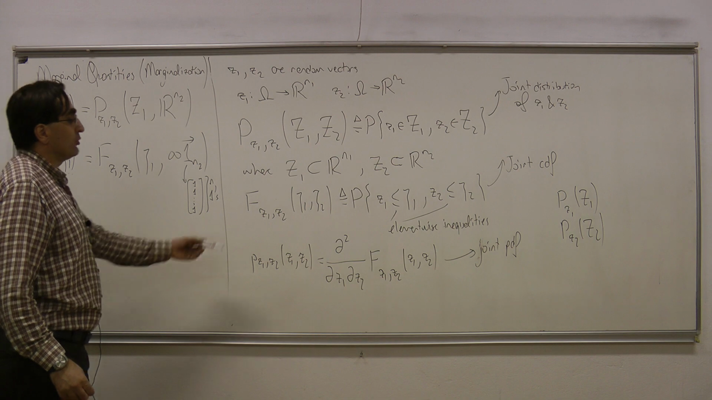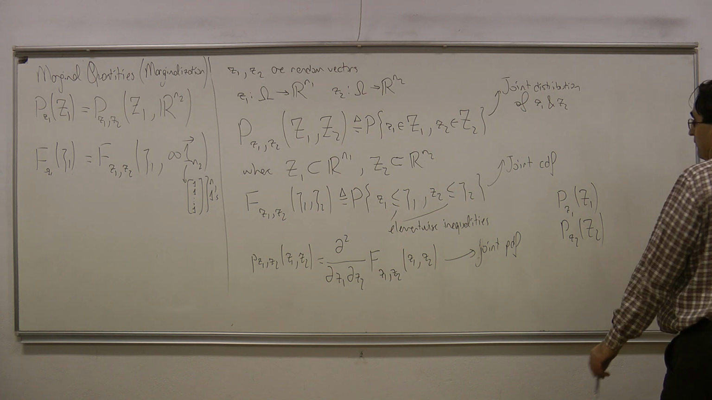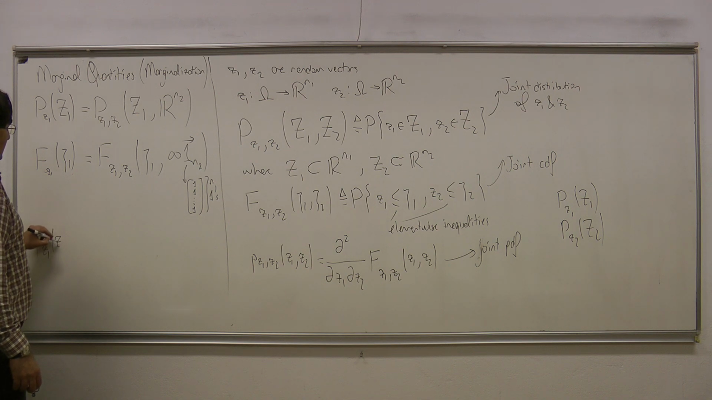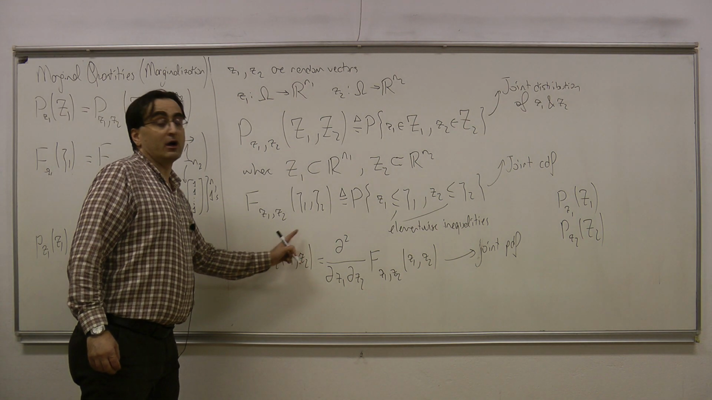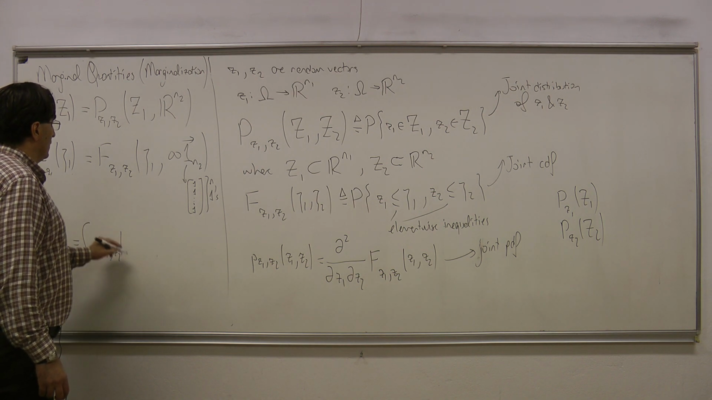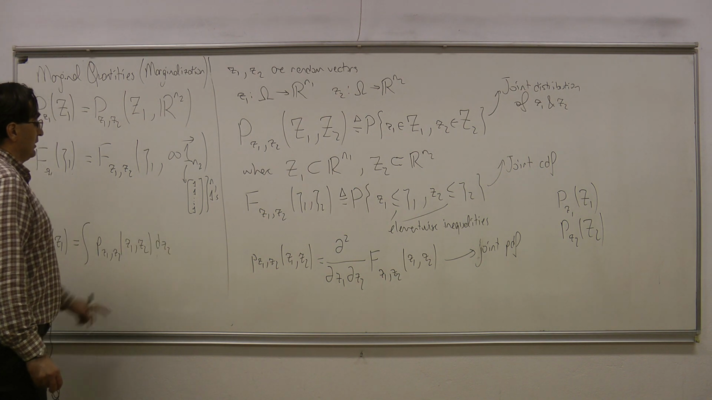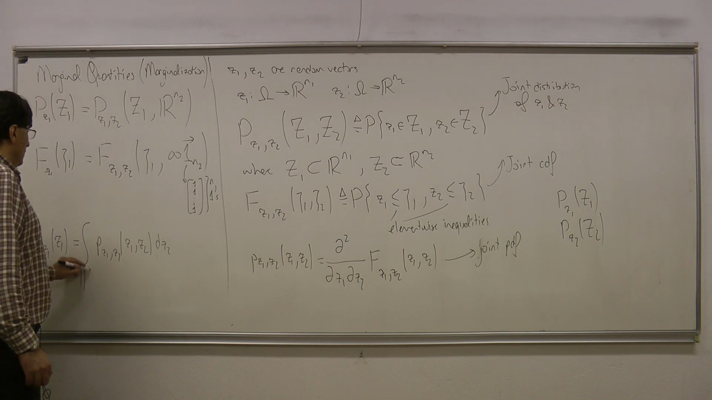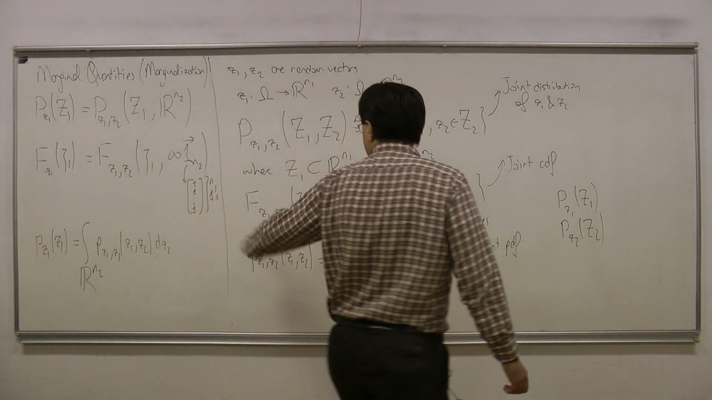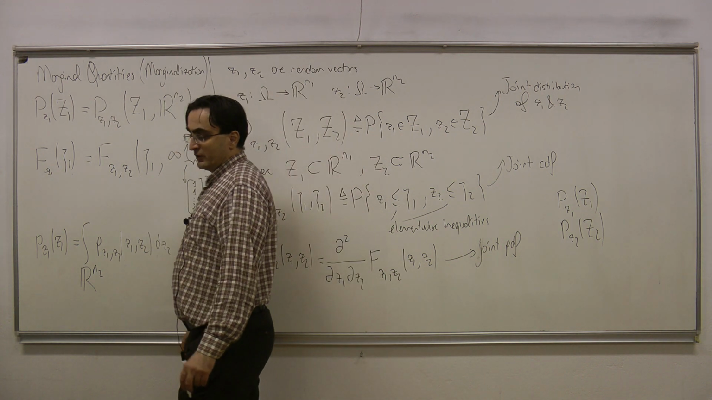And probably the most common is the marginalization of the joint PDF. We know that I can obtain the marginal PDF of the variable Z1 by integrating out Z2 here. So this is P of Z1, Z2. The marginalization happens by integrating with respect to Z2 over the whole space of Z2. Okay? So this is the marginalization for the second variable.